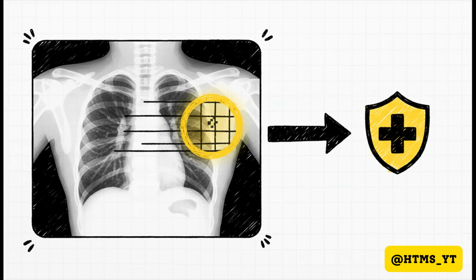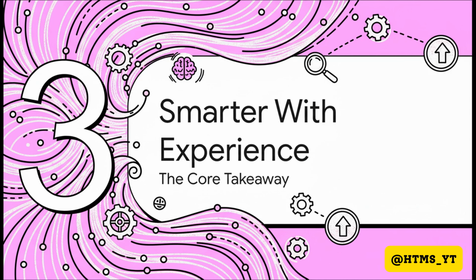But it goes way beyond just convenience and security. I mean, think about medicine. Machine learning algorithms are now looking at medical scans, like x-rays, and they can spot tiny patterns that even a trained human eye might miss. We're talking about helping doctors catch diseases earlier and more accurately than ever before. That's a huge deal. So, if there's one single thing to take away from all this, it's this.